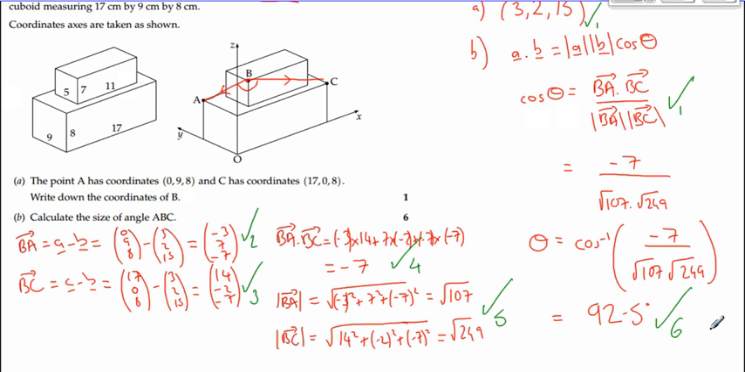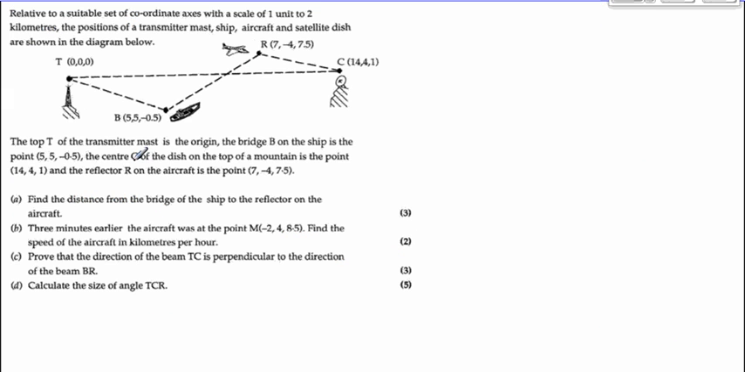Now that's quite a standard question. The context varies, but it's all about finding angles, using the dot product, using your magnitudes. Very common question, and it's something that you should get used to. And even if you make a daft mistake, you can still pick up most of the marks there relatively straightforwardly. Okay, next one.